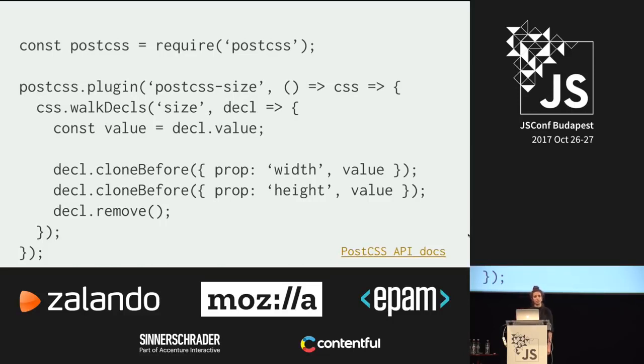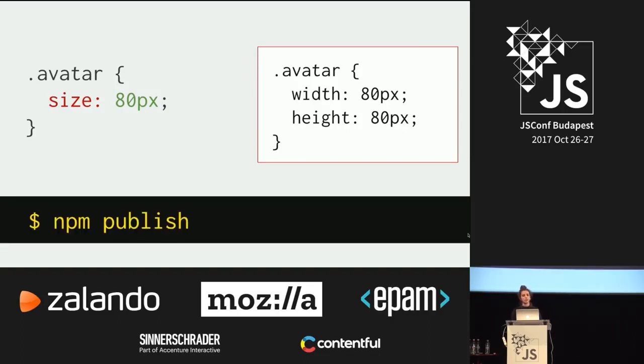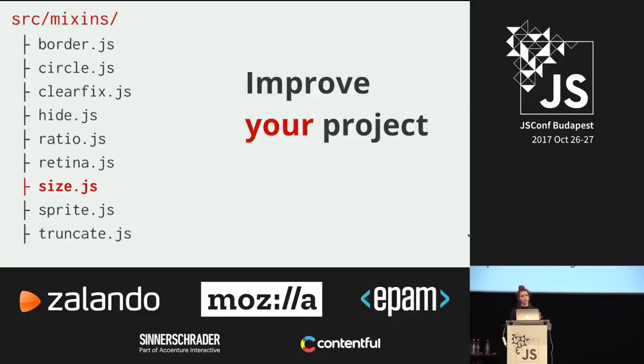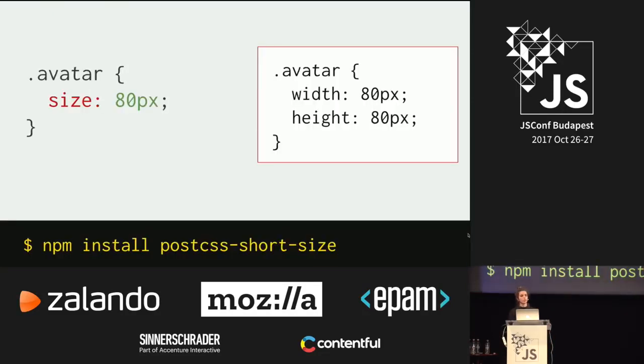How simple is that? And with that, what can you do with size 80 pixels that we couldn't do with the mixin? You can publish it. You can share it. So from your project, you can level up to another project and share it with everyone. Actually, this plugin already exists. It's called postcss-short-size.